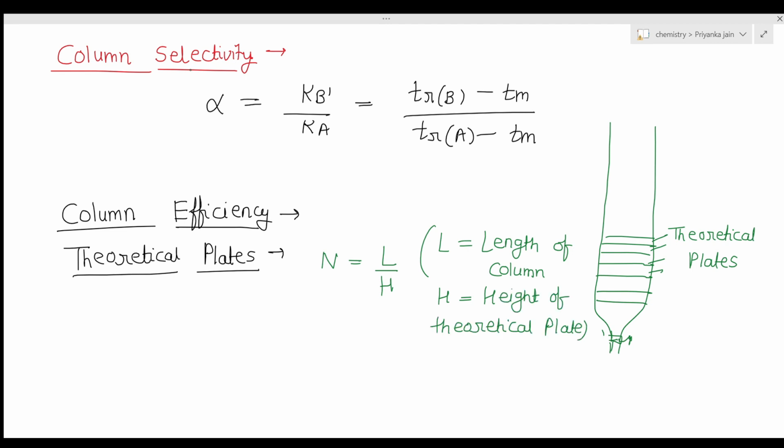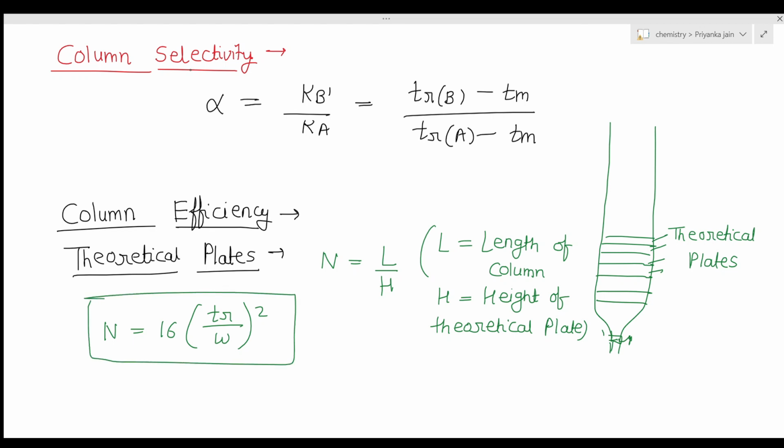There is one more formula that is more applicable: N is equal to 16 times TR upon W, whole square. You can also use this formula for finding out the theoretical plates. TR is the retention time and W is the baseline width. So you know both and you can find out the number of theoretical plates. So this is the whole of column chromatography.